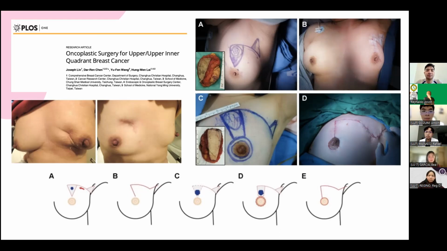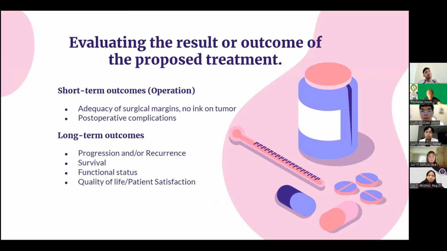Next slide, please. So in terms of evaluating the result or outcome of the proposed treatment, we have both short-term and long-term outcomes to look for. In terms of the short-term outcomes, which we look for during the operation, we want to get adequate surgical margins, which means for this case, since it's a diagnosed invasive breast cancer, we want no tumor for our surgical margins. We also monitor for post-operative complications for this patient.